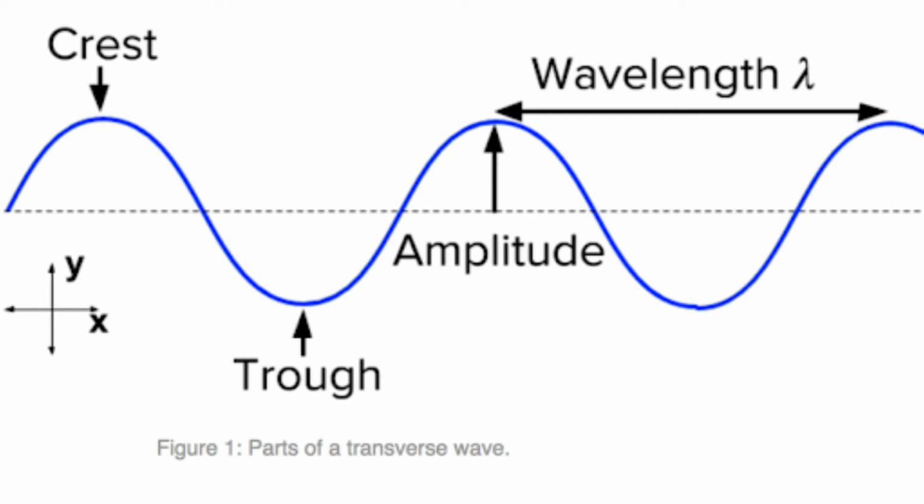Now time period. The time taken for producing one complete wave is called the time period. Wavelength is the length of the wave, measured in meters or centimeters. Frequency is the number of waves produced in unit time, usually in 1 second, and it is measured in hertz. And last but not least, time period.